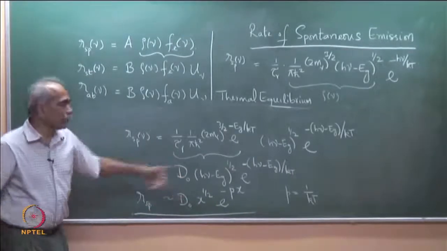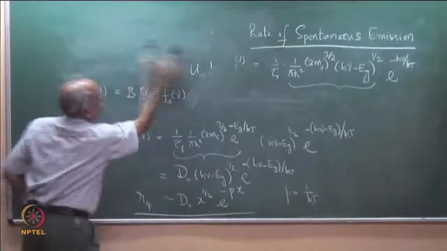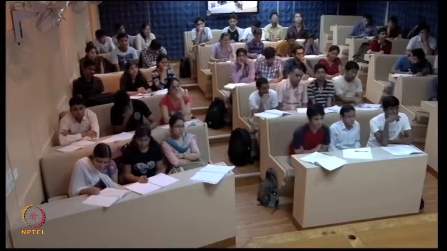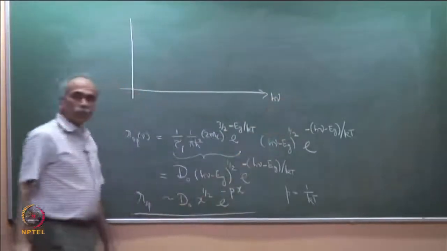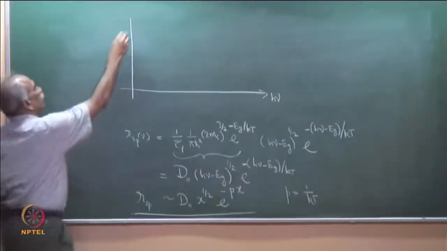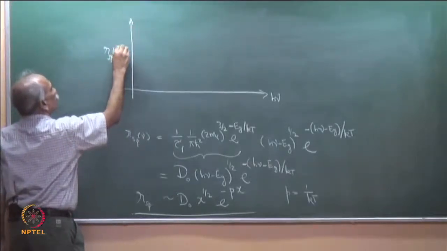I want to see what kind of variation I will get, that is why I have written it in that form. So, how does this vary? We want to find out the rate of spontaneous emission. So, this is h nu, photon energy h nu, and here I am plotting R S P of nu.